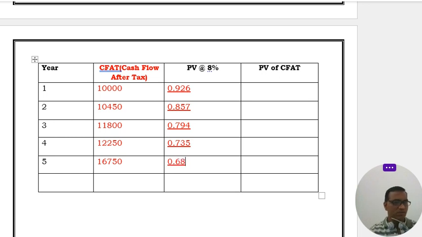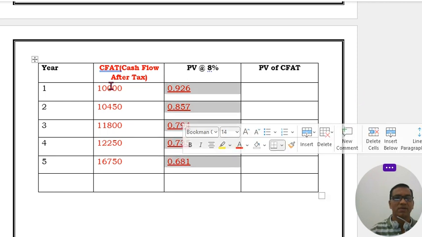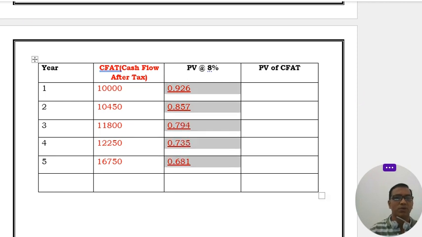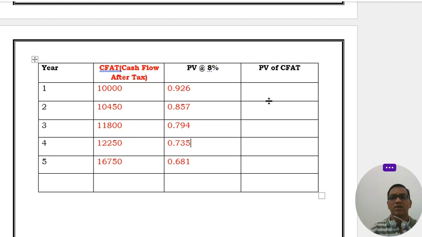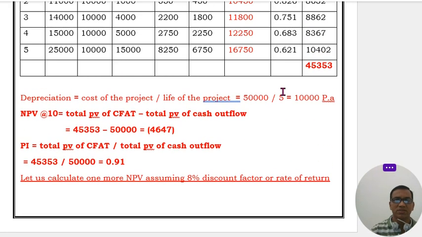0.681. So this is the table values I took in front of you only. These are available everywhere in Google. Now PV of CFAT, that is cash flow after taxes multiplied with the present value table values at the rate of 8%. So first one, 10,000 multiplied with 0.926, 9260.